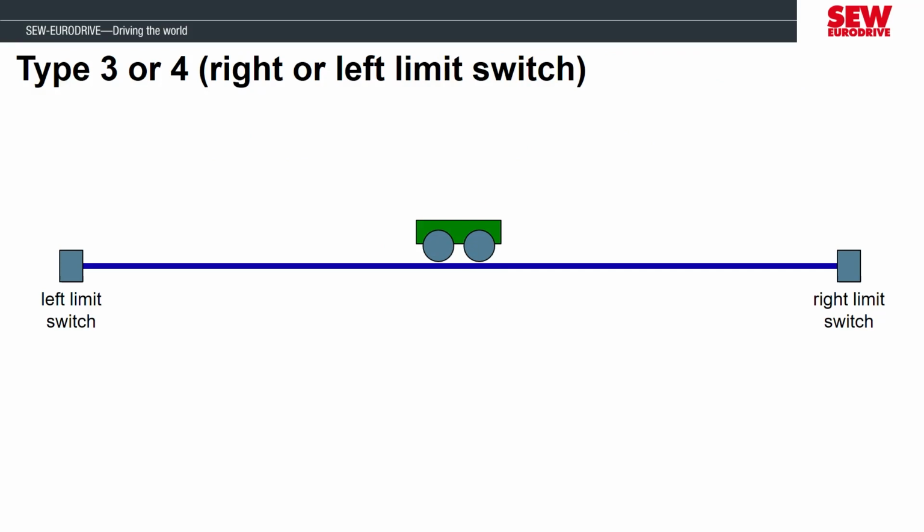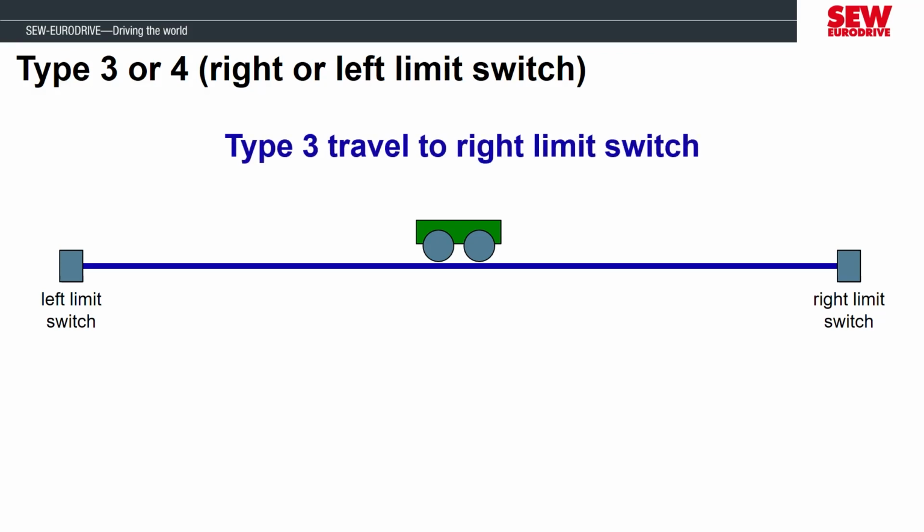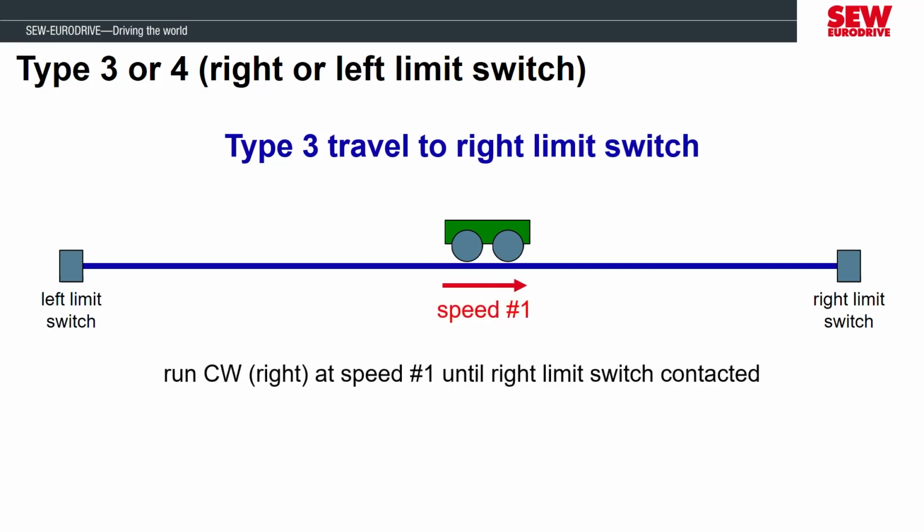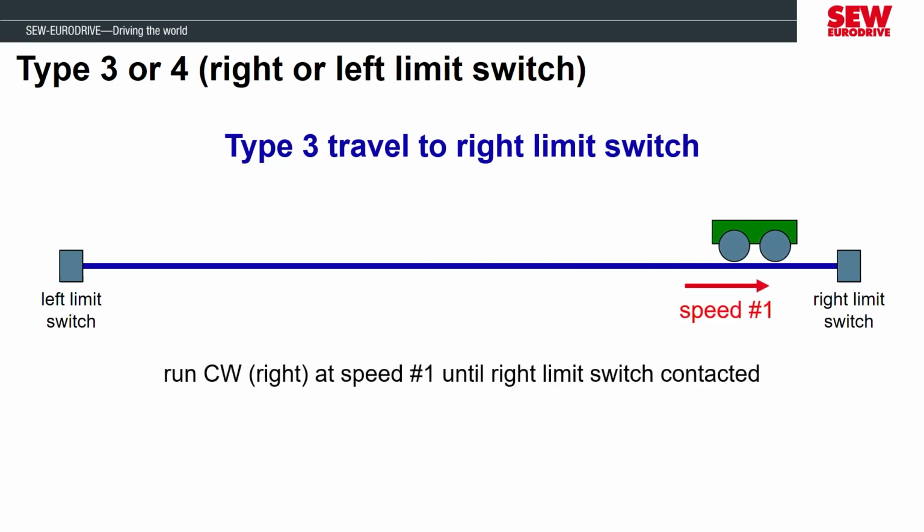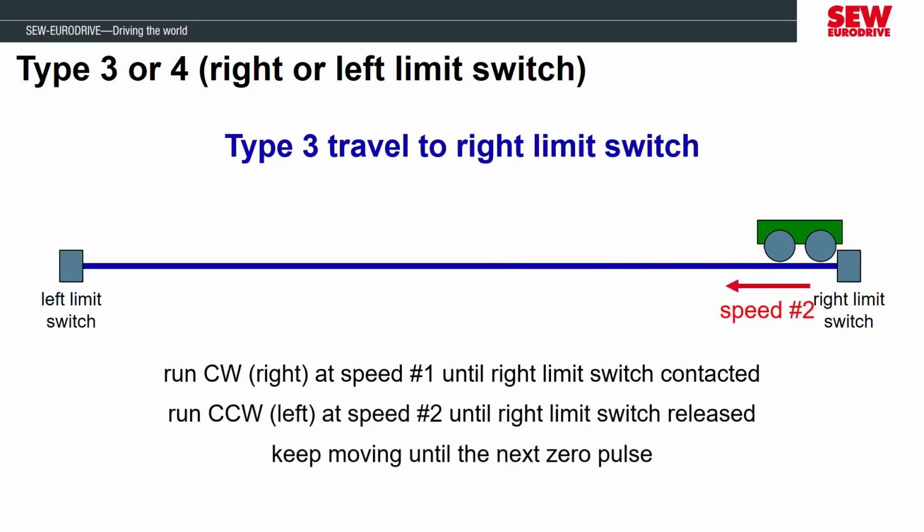The next types we'll demonstrate are 3 or 4. These don't use the reference cam switch and only use the left or right limit switch as a machine 0 position. For this example, we'll use Type 3, where the equipment is going to travel to the right limit switch to find its 0 position. It will start with speed 1, and once it contacts the limit switch, it switches to speed 2 and backs off of the switch. Then it sets the reference at that position.